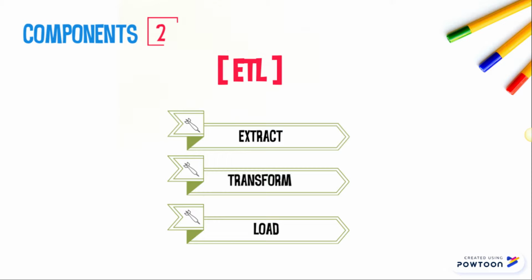Okay, for the extract. Extract is the process of reading data from a database. In this stage, the data is collected, often from multiple and different types of sources. For the transform, is the process of converting the extract data from its previous form into the form it needs to be in so that it can be placed into another database. Actually, transformation occur by using rule of lookup table or by combining the data with other data. Okay, for the last one is load. Load is the process of writing the data into the target database.